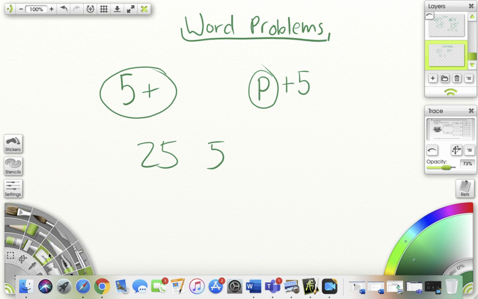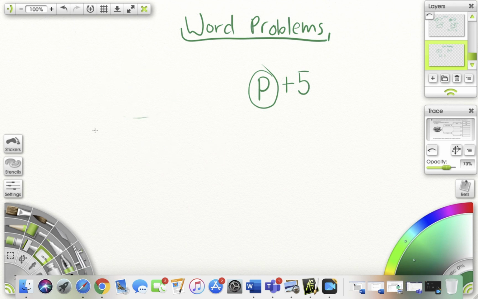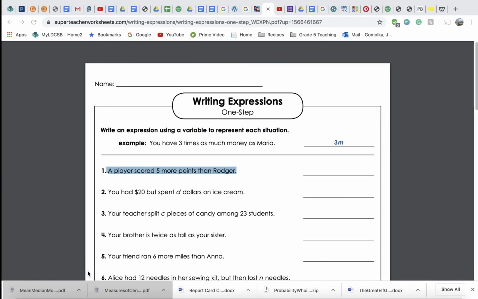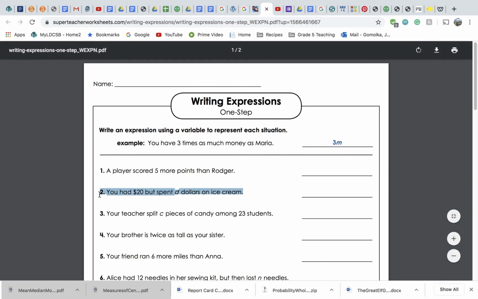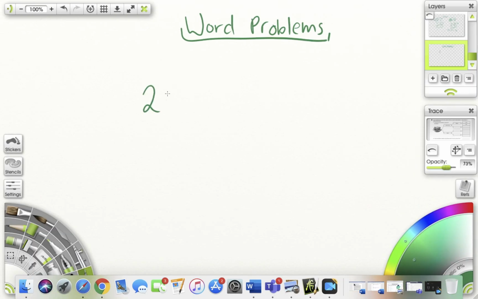All right, we're going to do one more before I send you guys off. And remember, you don't have to actually solve these because there's just no way of solving them. All right, you have $20, but spent D dollars on ice cream. So I had $20, and I spent so much money on ice cream.